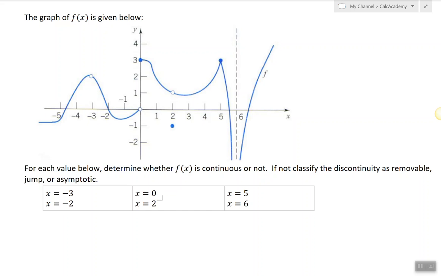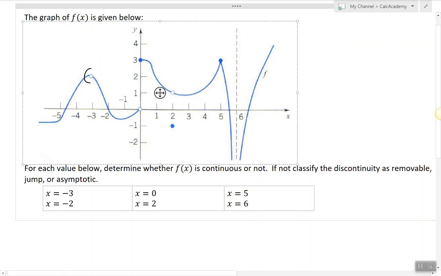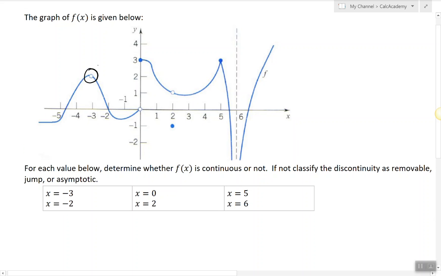And let's start with the first one, x equals -3. So what's going on at -3? Since the function is not defined at -3, and I cannot just draw it continuously with one stroke, that means the function is not continuous. So if it's not continuous, how do we classify the discontinuity?